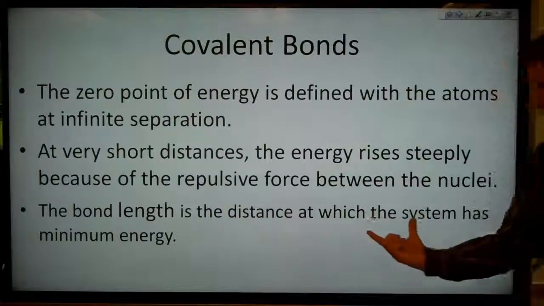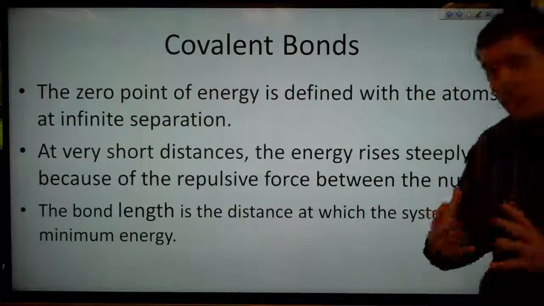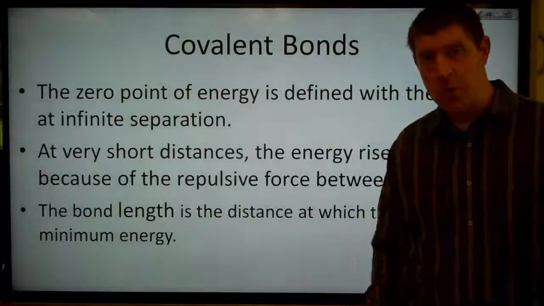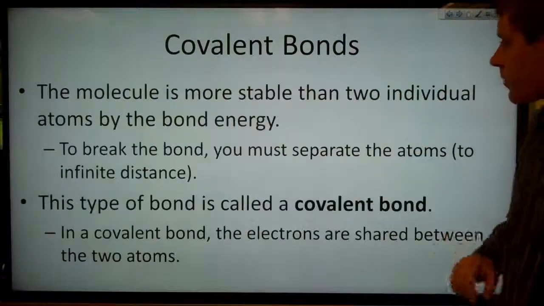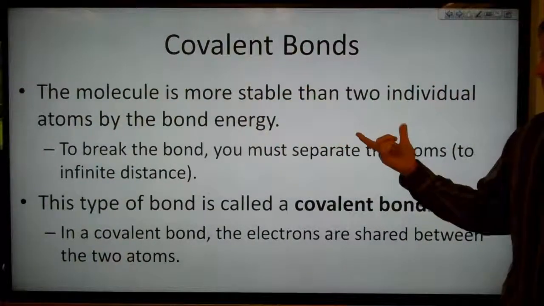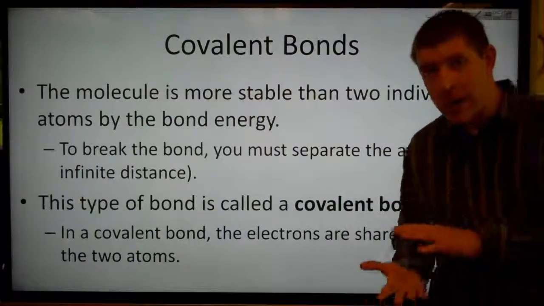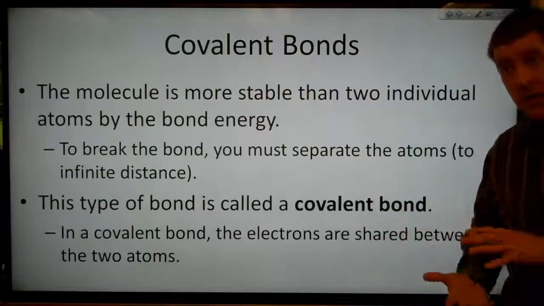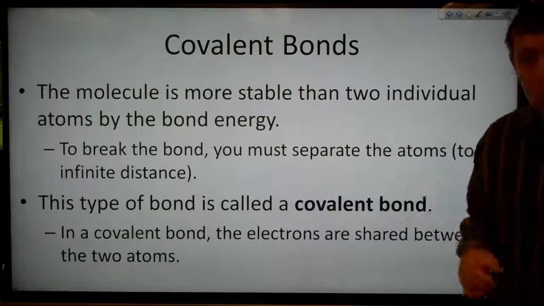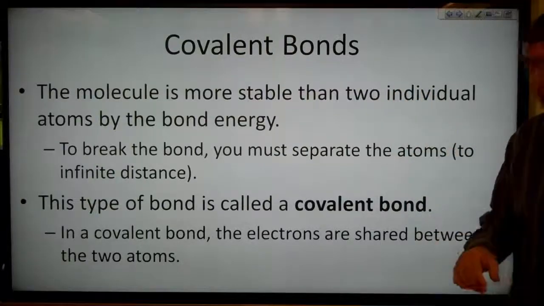So the bond length is the distance at which our system has a minimum in energy. That's the point at which the repulsive and attractive forces are totally balancing each other out. So the molecule is more stable than the two individual atoms by whatever the bond energy is. So if the bond energy is negative, then it's more stable. If the bond energy is positive, then it's less stable, and the molecule will spontaneously fly apart.